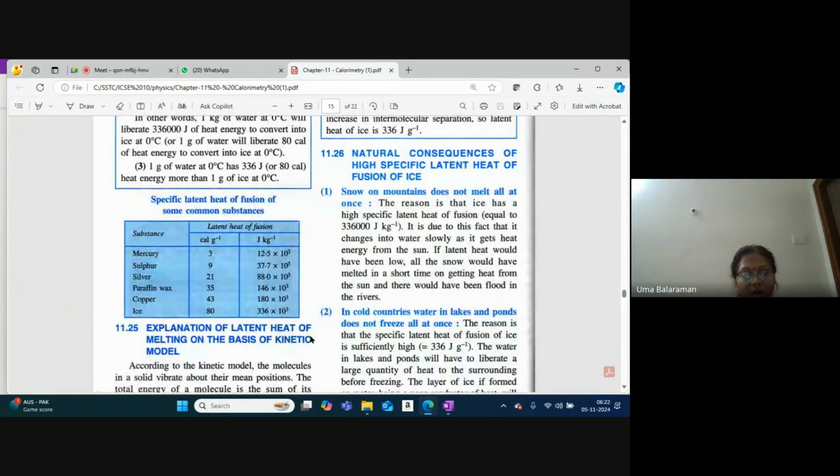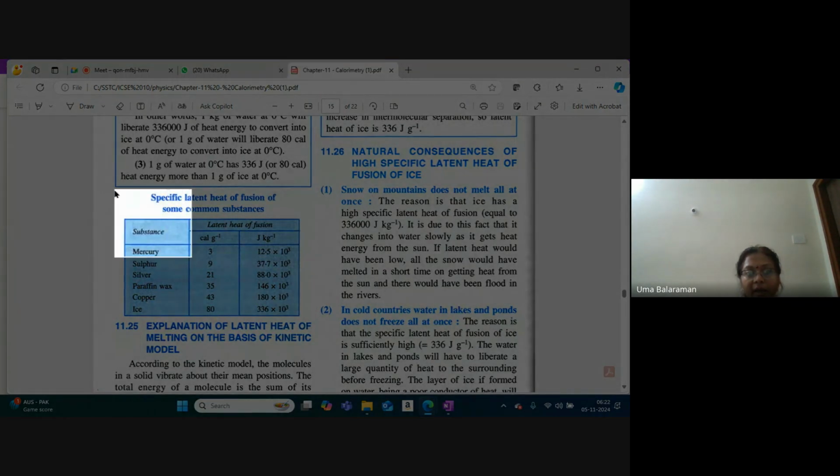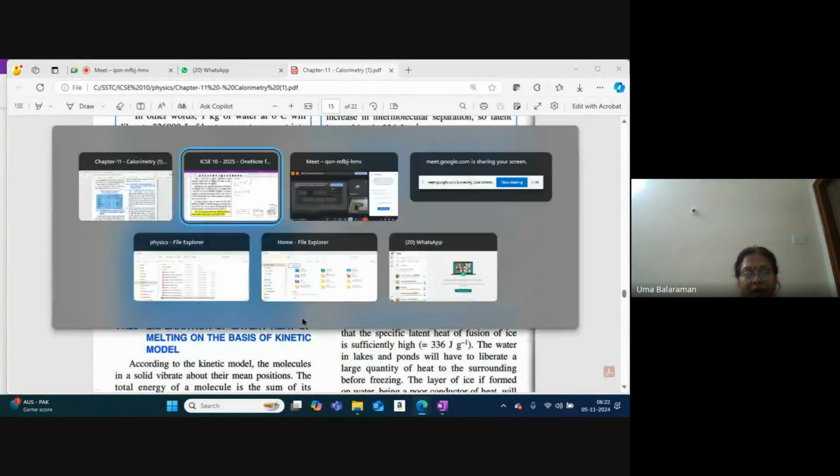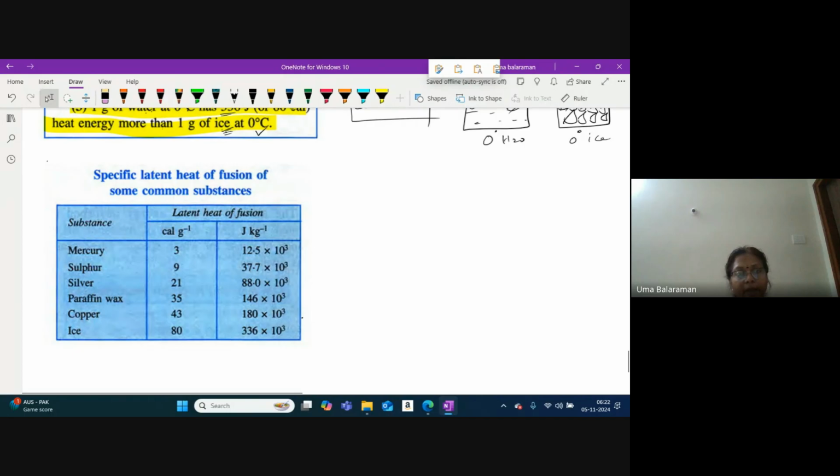So some common substances, they give specific latent heat. Water has higher, to look at it in the chart, the last one is water.